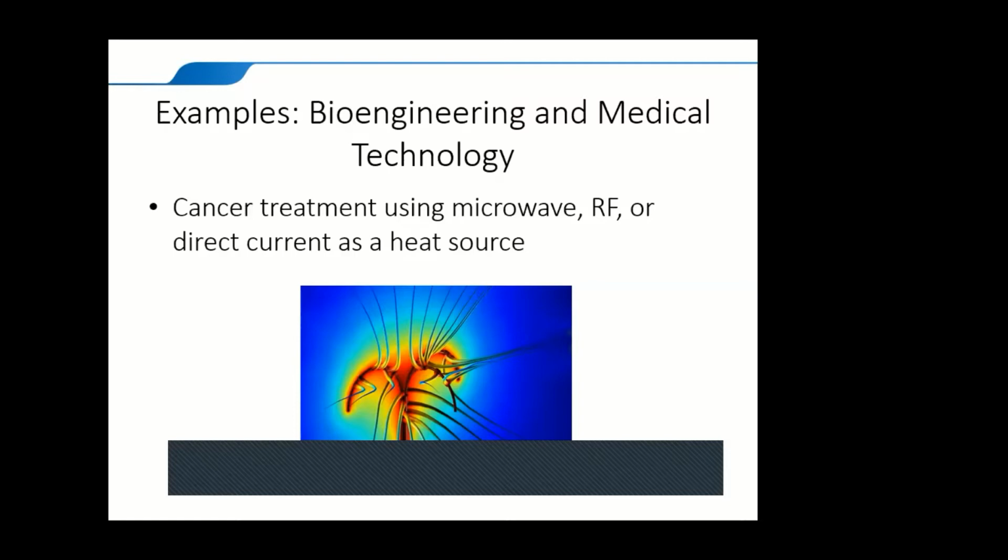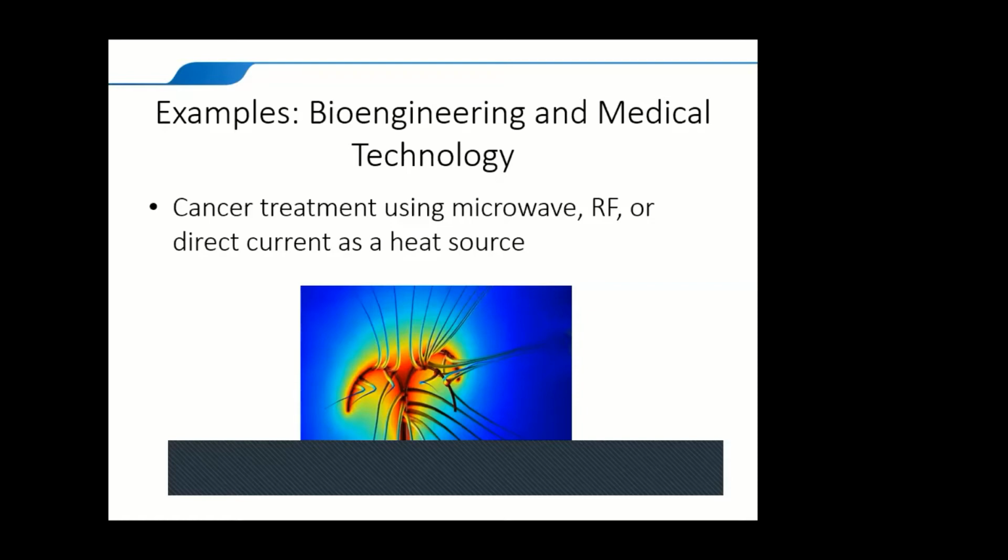You can heat these materials using RF microwave, for example, or just electrical current as a heat source. You can find some of these examples available online on COMSOL.com, where, for example, they're using a catheter to heat a certain region of biological tissue.